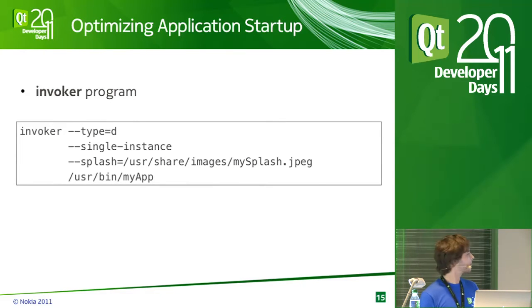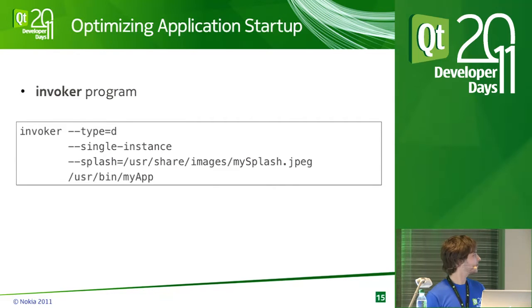So just a few arguments. The first one, --type=d, just means that it's a QML application. If you're making a MeeGo Touch application, this argument will change. It will be an m. Depending on the type of your application, you just have to change that. But this is in the documentation. Yes, a question?